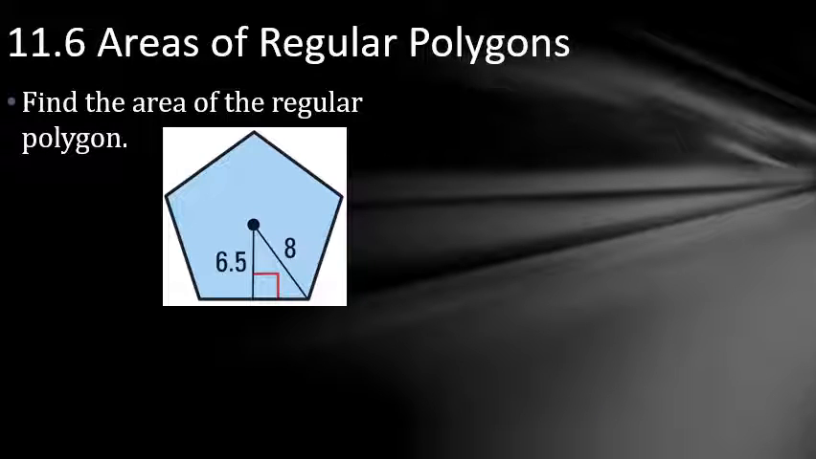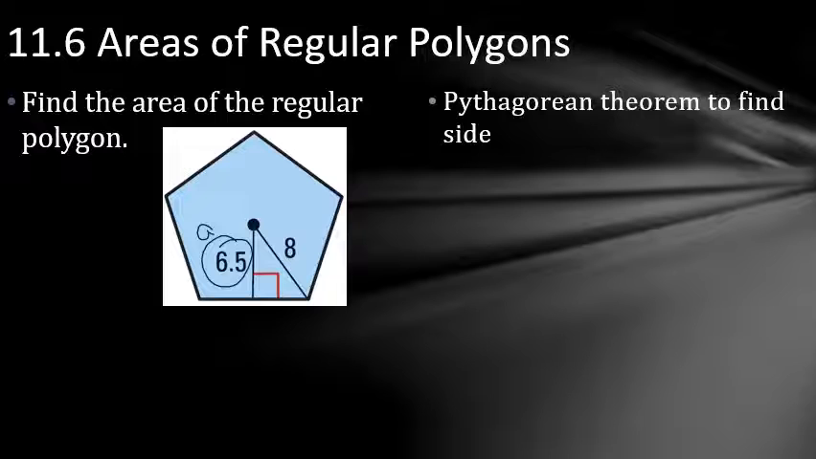Find the area of the regular polygon. Well, looking here, the 6.5, that's my apothem. I don't know the length of a side, though. So I need to start by finding the length of the side. Since I have a right triangle drawn there, I could use the Pythagorean theorem. A squared, the 6.5, plus B squared, which we'll call x right there, equals 8 squared, the hypotenuse.